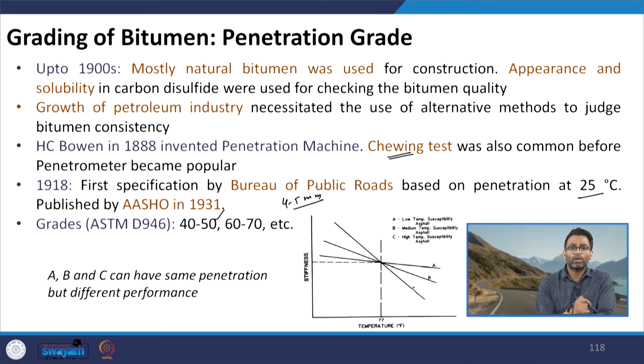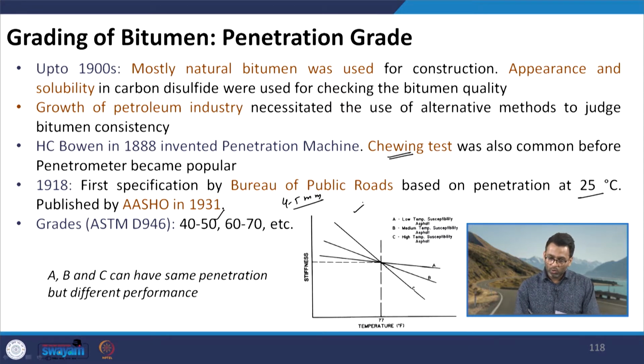If we talk about the disadvantages of the penetration test or penetration grading, one disadvantage is that this is an empirical test. We are not testing any fundamental property of the material here. Another disadvantage, if you remember we have discussed this, is that the bitumen sample is subjected to a very high and non-uniform shear rate, which depends on the consistency of the bitumen during the test. Also, we are testing the bitumen at one particular temperature, and the penetration value at that temperature is used to grade the bitumen or define its consistency.